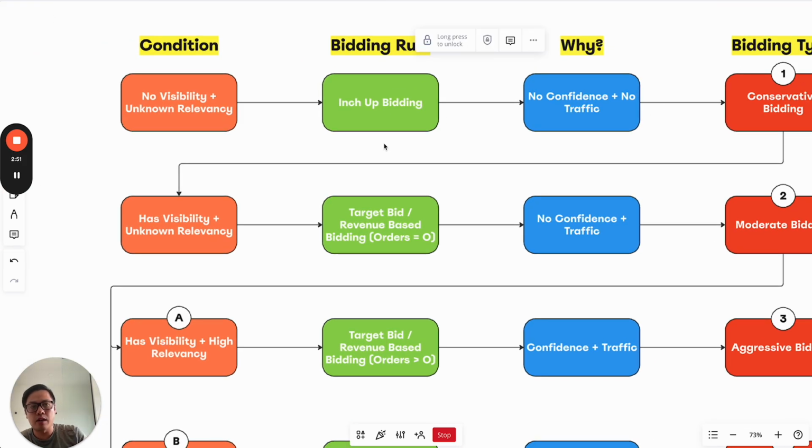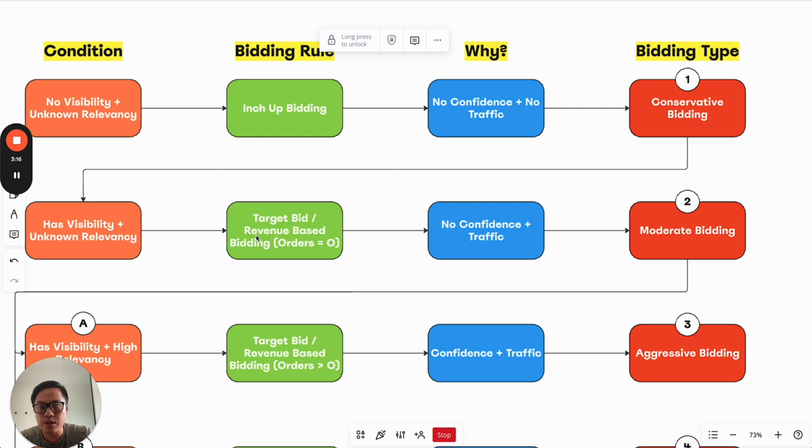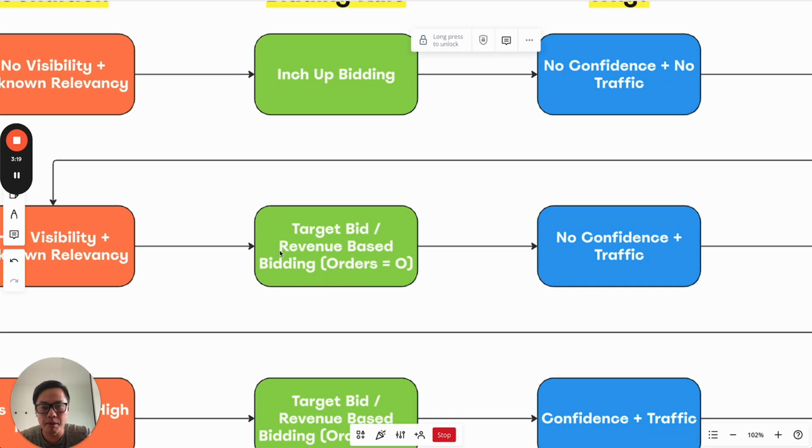Then let's just say now the target is starting to get some traffic. You found the bottom of that target where you're getting impressions and you're getting clicks. Now we have visibility, but we have no known relevancy. That means we don't have any orders, but we know that we're at the bottom and we have visibility for it. So I use a bidding rule called target bid or revenue-based bidding. This is a pretty common formula that most people use. They basically take revenue over clicks times your desired ACOS.